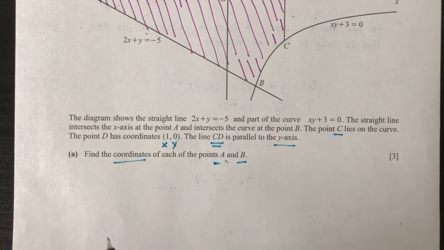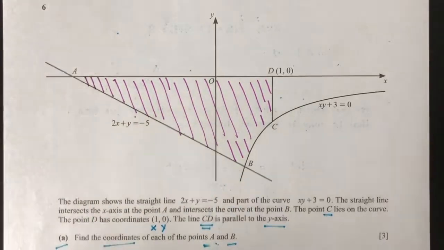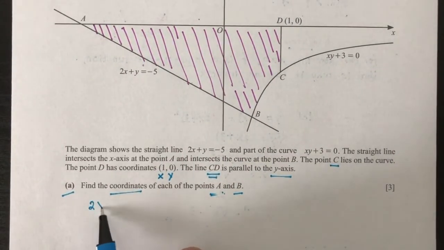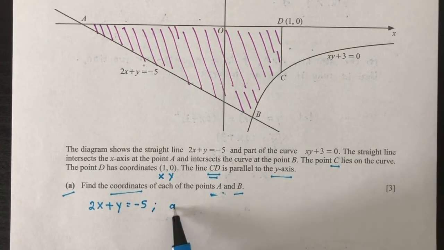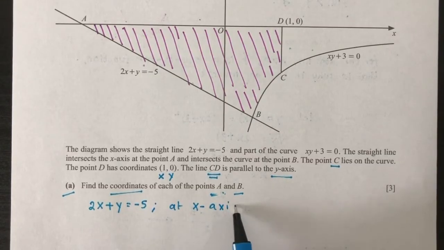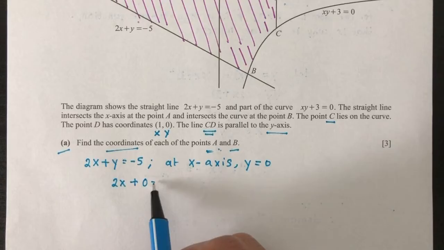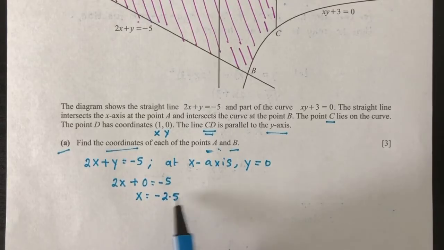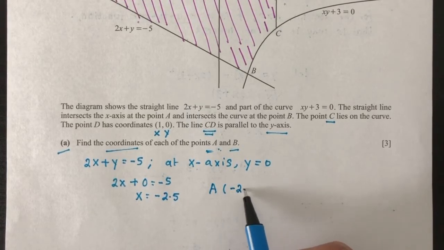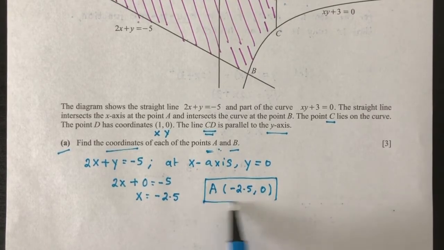Now for part 1, it says to find the coordinates of each of the points A and B. So let's do that. Point A is the point where this line cuts the x-axis. So the line is 2x plus y equal to minus 5. As you must know by now, at the x-axis, the value of y is equal to 0. Replace this in this equation, you will have 2x plus 0 equal to minus 5. So x will be minus 2.5. So the point A will be minus 2.5 and then 0. That will be your point A. That is your first answer.